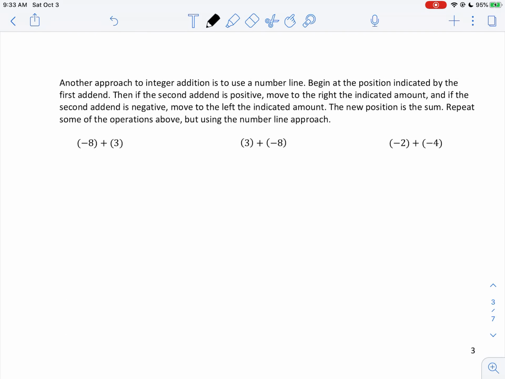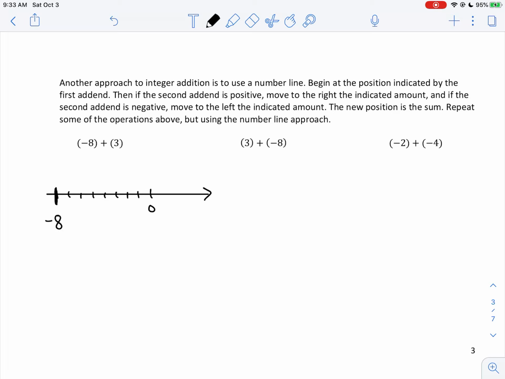Another approach to integer addition is to use a number line. So we're going to begin at the position indicated by the first addend. So if I'm doing -8 plus 3, then I'm going to make a number line. Let's do only one arrow. Let me get rid of that one. And put a position 0 on here, and then go start at position -8. So 1, 2, 3, 4, 5, 6, 7, 8. Okay, so here's position -8.